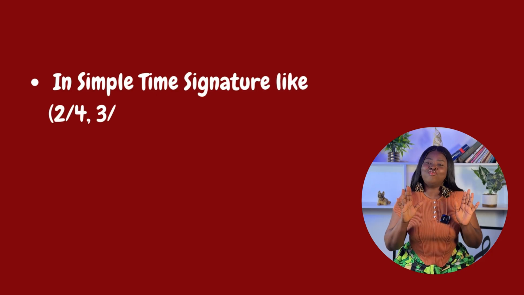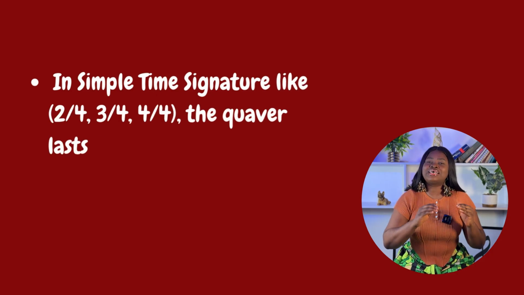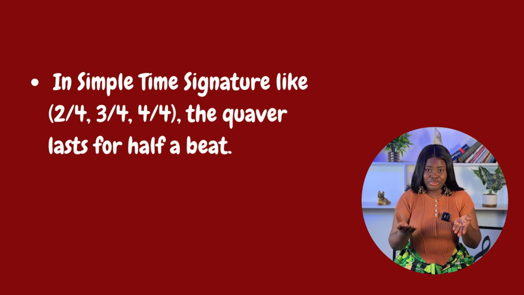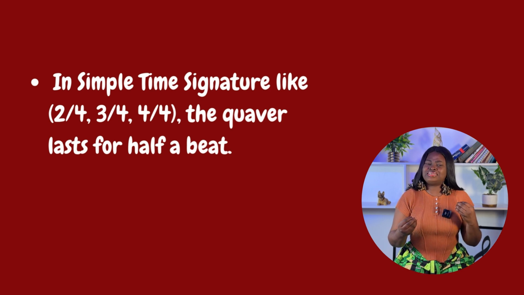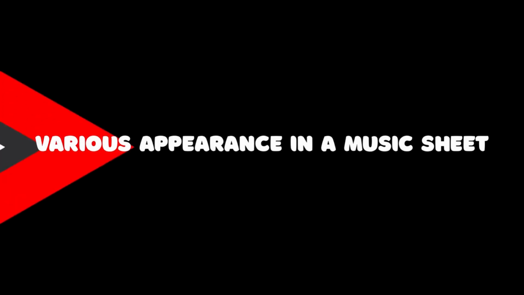In a simple time signature like 2/4, 3/4, or 4/4, a quaver note is half a beat, which is a crotchet, right? So that means that 2 quavers actually fit into each main pulse. There are various ways a quaver note can appear in your sheet music, and this can confuse a lot of musicians. But one thing I want to note today is that it is still the same quaver note.